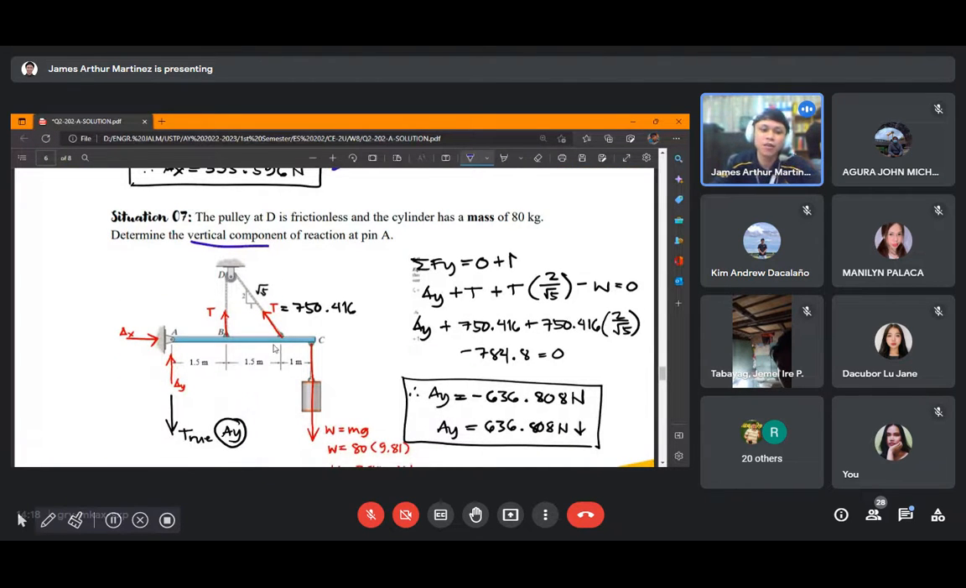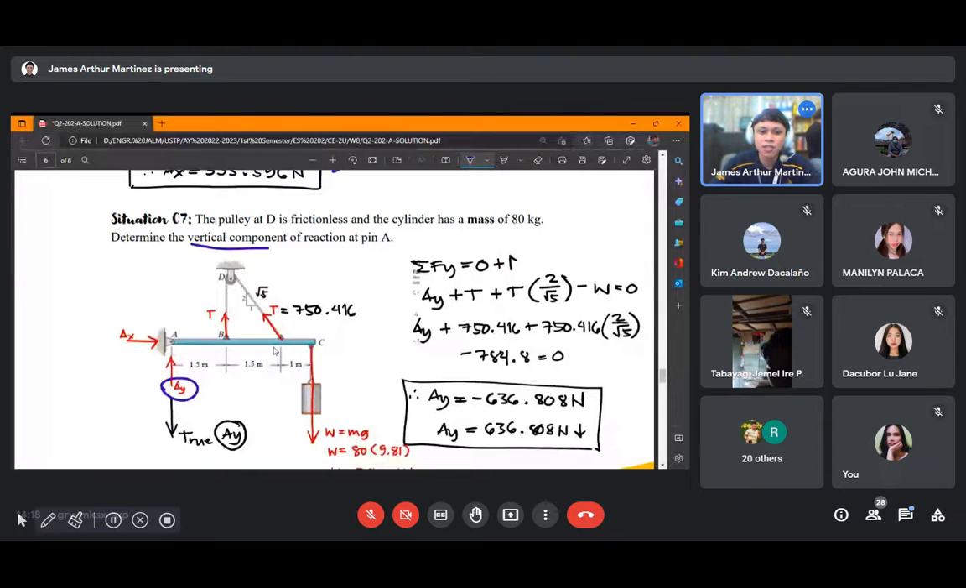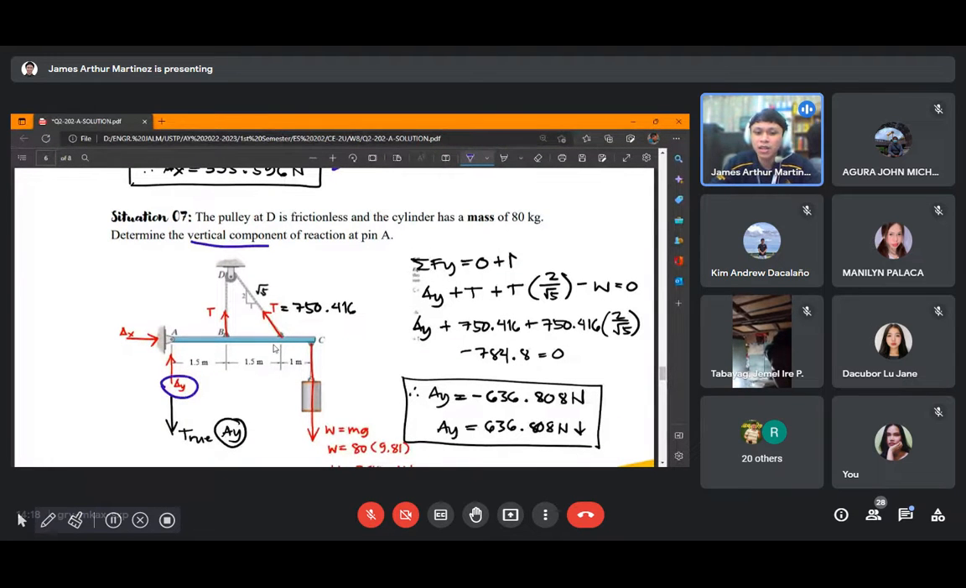Next is iyahang vertical component. Vertical component is Ay. So note that the assumed direction of Ay is upward. Okay? So let's just sum up forces along y-axis. So by applying the equation of equilibrium, summation of forces along y-axis is equal to zero, having an upward direction as positive. So upward man ang assumed direction ni Ay. So positive sign convention. Ay plus T plus kani siya is the y component.